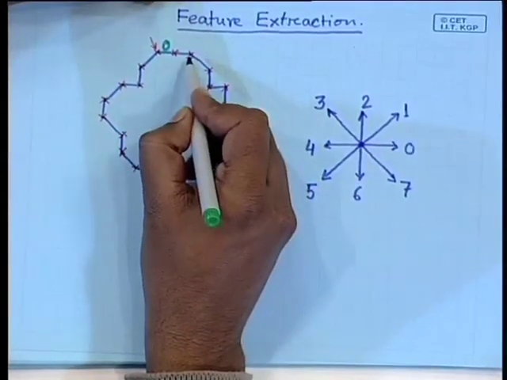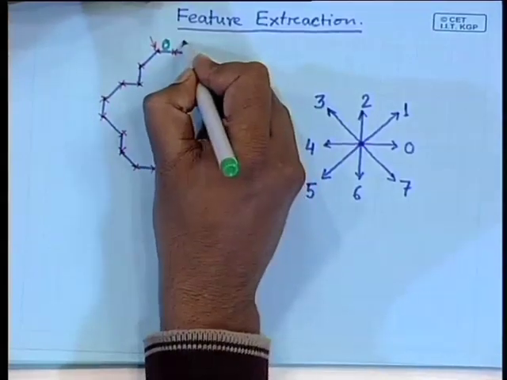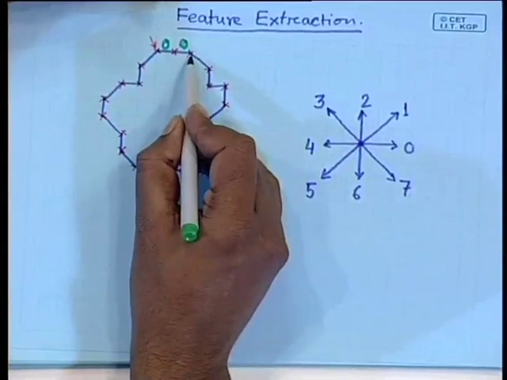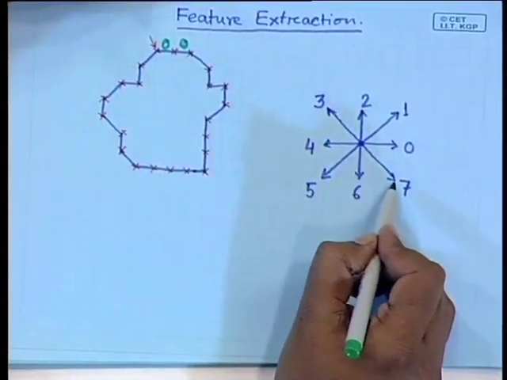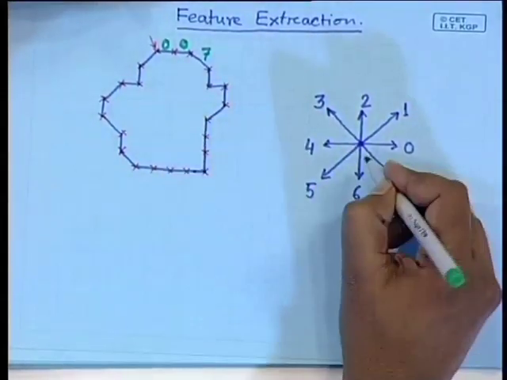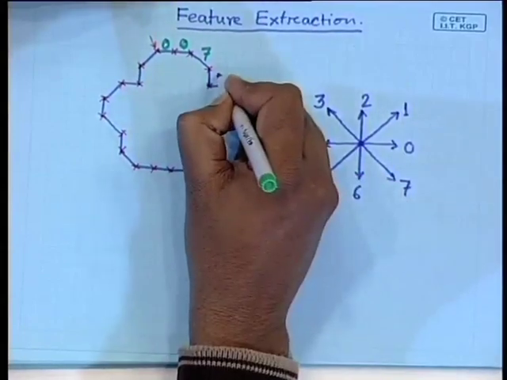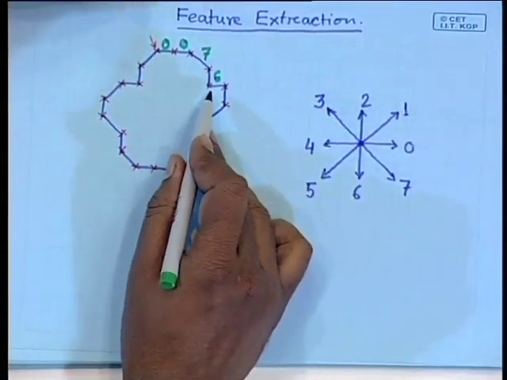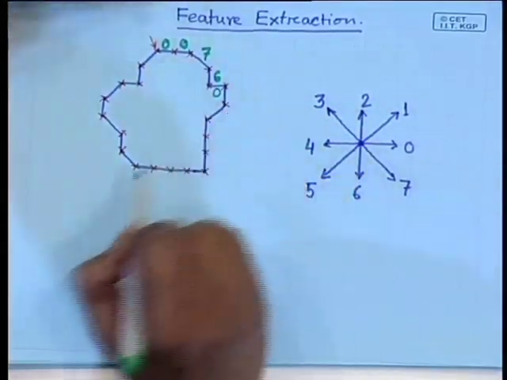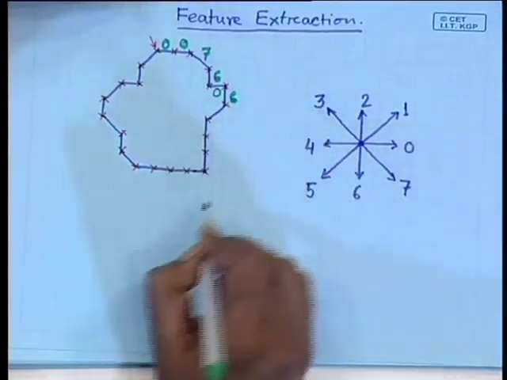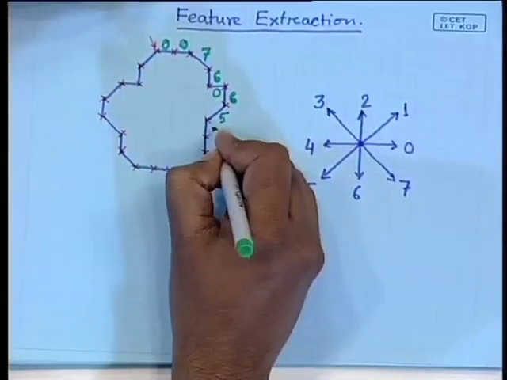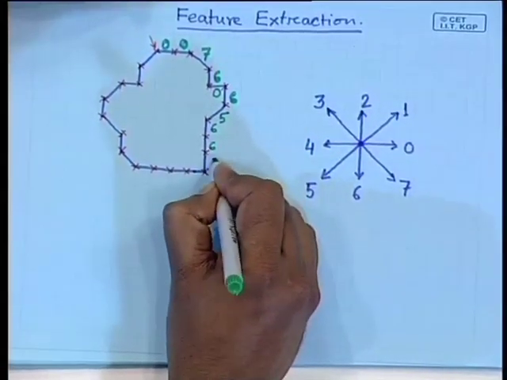Similarly, the second line segment is also in the direction of 0, so I also put 0 over here. The third line segment is in the southeast direction, and southeast is marked as 7. So I put 7 over here. The next movement is in the south direction, which is marked as 6. The next one is again in the direction of east, which is marked as 0. Next direction is again south, so it is marked as 6. So this way if you continue, you will find that your chain code will be represented like this.